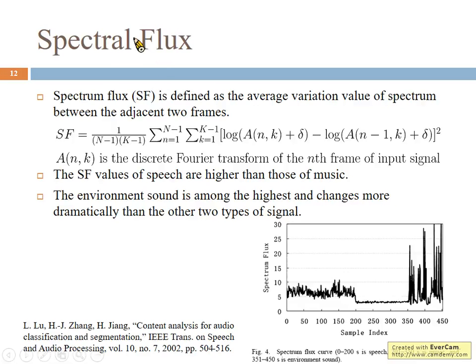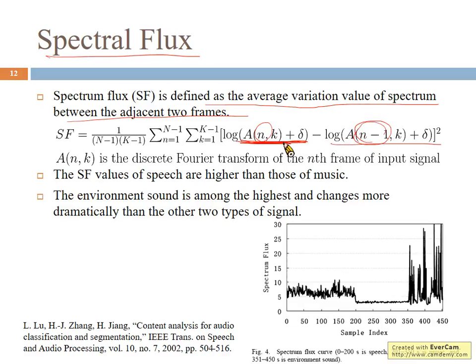The next audio feature is called Spectral Flux. Spectral Flux is defined as the average variation value of the spectrum between two adjacent frames. Here we can see this is the log magnitude at the nth audio frame. This is the log magnitude of the (n-1)th audio frame, and then we take the difference between them, square it, sum, and take the average. This is called spectral flux.